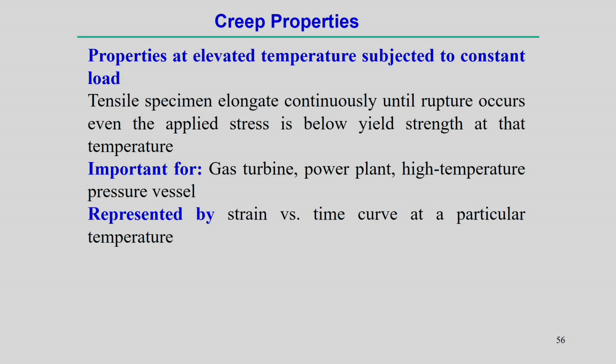significant. It may not be important when we evaluate the performance of engineering materials at room temperature. So they are represented by the strain versus time curve, at a particular temperature. We conduct the experiment in a closed chamber, keep it at a particular temperature, then apply a constant load, and measure the strain, meaning the deformation, at a particular time. That output is important to evaluate the creep properties of a material.